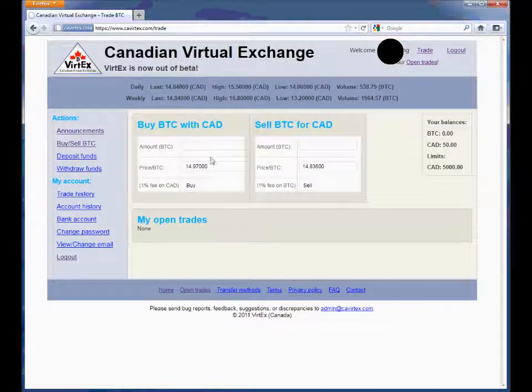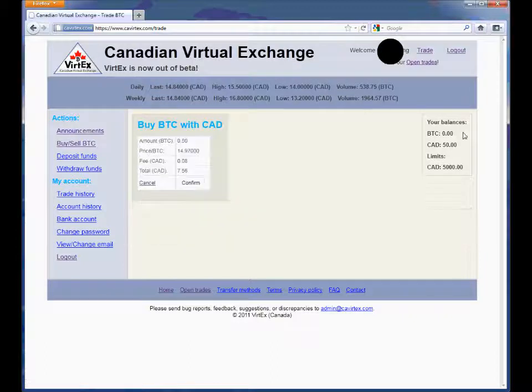Now I can press cancel and go back if I want to change my mind, okay, or I can press confirm. So in this case, I'm just going to buy half of a Bitcoin just to show you how it's done. We're just going to press buy. I want you to watch my balance here in the upper right corner. I'm going to press confirm. So we got half of a Bitcoin, $14.97, 8-cent fee, very small fee, and total is $7.56. So we're going to press confirm.